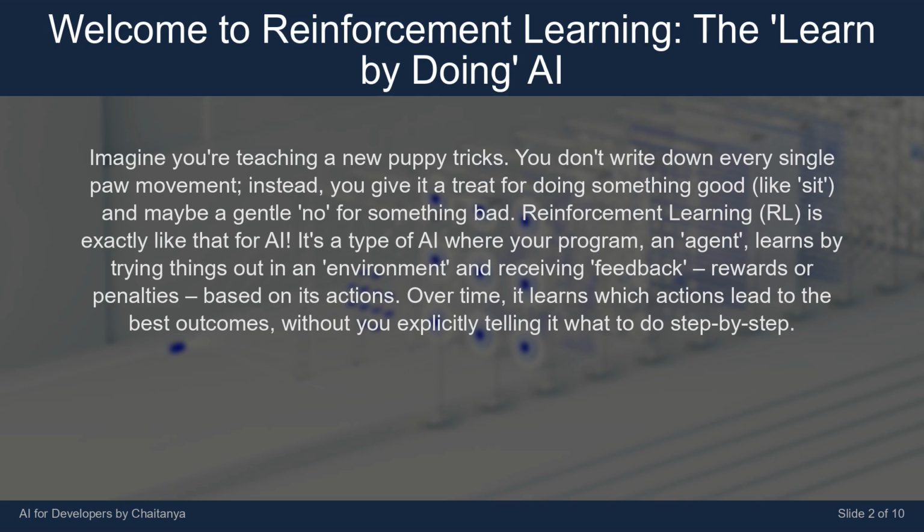It's a type of AI where your program, an agent, learns by trying things out in an environment and receiving feedback, rewards or penalties. Based on its actions, over time, it learns which actions lead to the best outcomes, without you explicitly telling it what to do step by step.